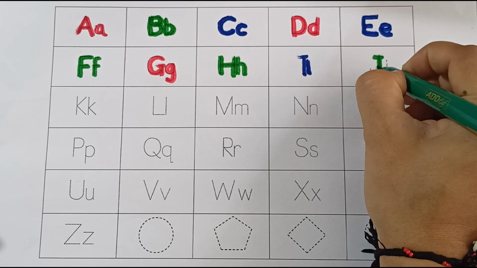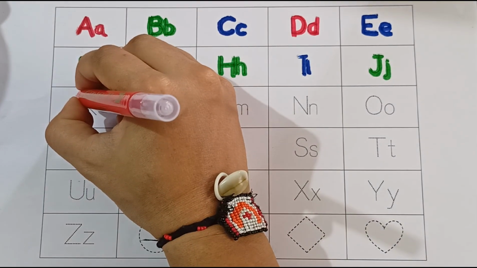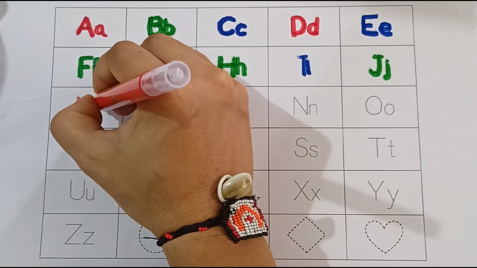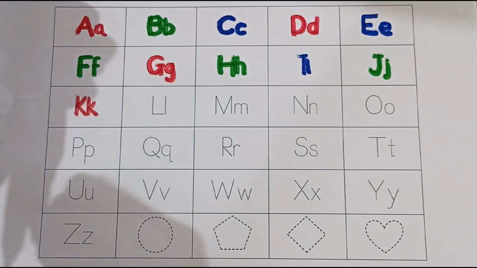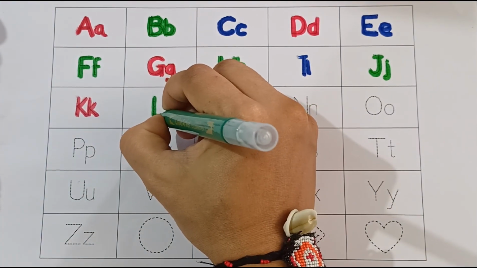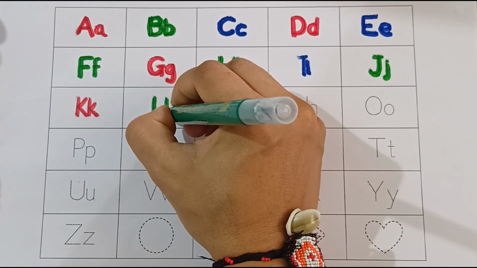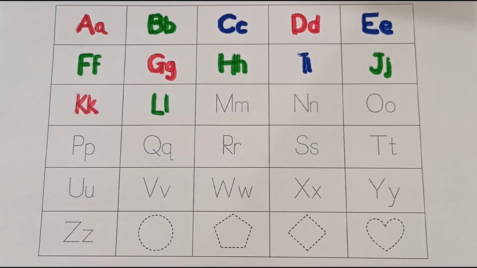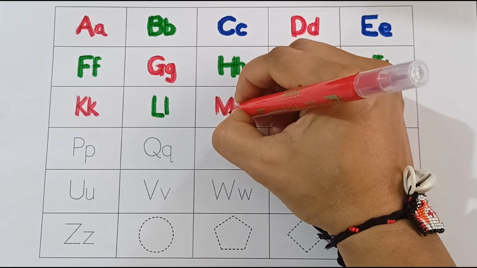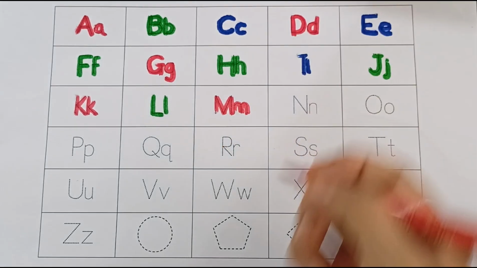J. J for jellyfish. This is capital J. This is small j. This is K. K for key. This is small k. L for lion. This is capital L. This is small l. L for lion. This is capital M. M for monkey. This is small m. M for monkey.